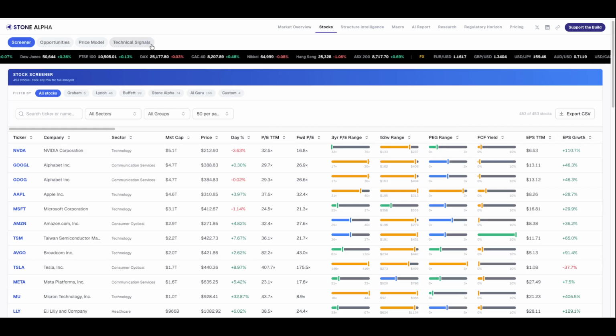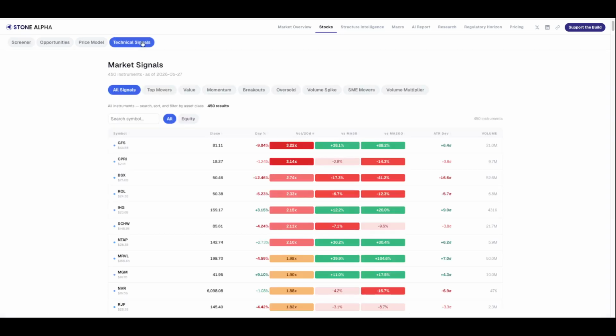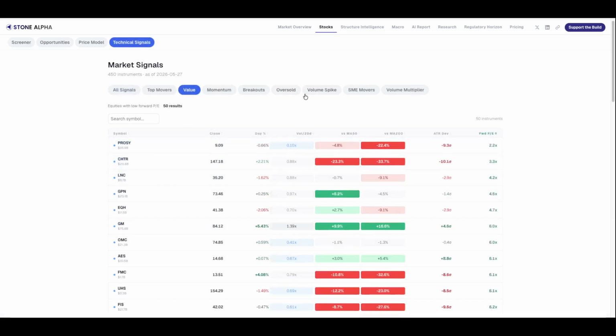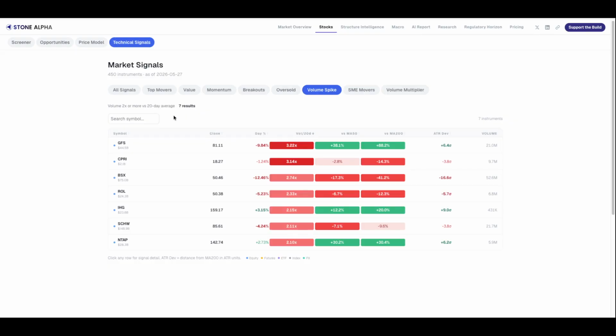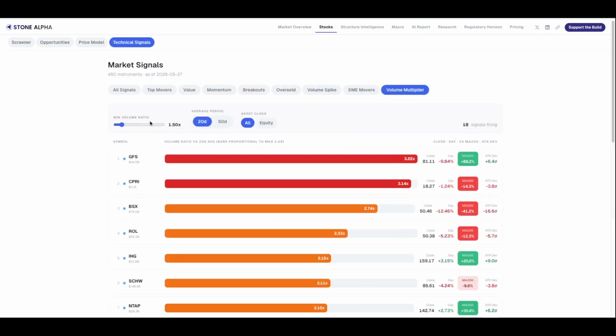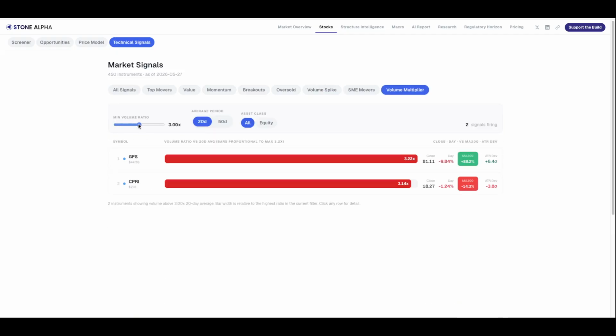And just one aside, look, there's so much more here. You could go to the technical signals as well. We're going to show you where there's been volume spikes. I've got volume spikes here. There's going to be a volume multiplier. So if volume has gone over, say, two times, for example, here, you could see that GFS, is it? GFS has had 3 times its volume recently. Volume is a massive indicator of what's likely to happen to a stock.